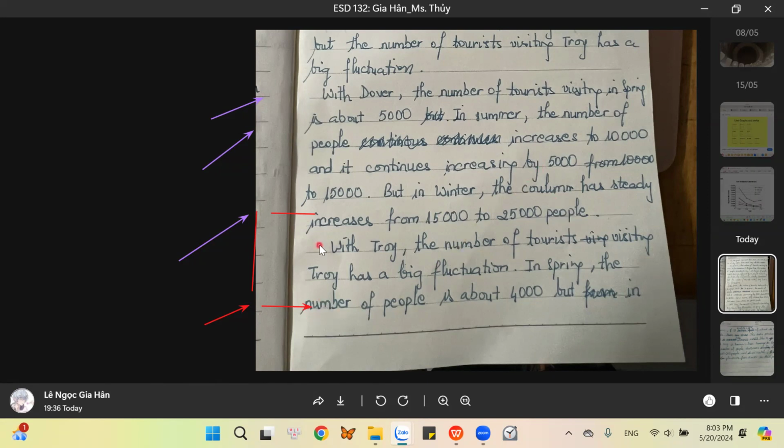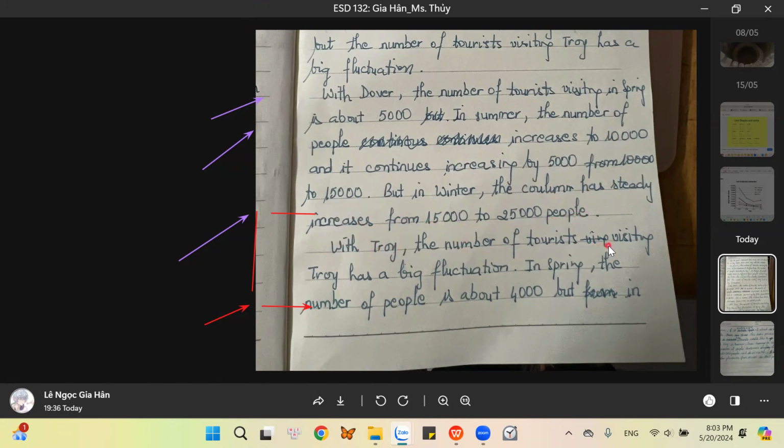Nhưng mà trong tiếng Anh ngôn ngữ học đó nó sẽ lọc ra hết, thì mình sẽ cảm thấy được là đâu là chuẩn và đâu là phân tích bừa bãi, là mình sẽ thấy được hết nha. Như vậy ở đây, thay vì đây mình có thể nói là Dover. Dover has steady increases from 15,000 to 25,000 people.